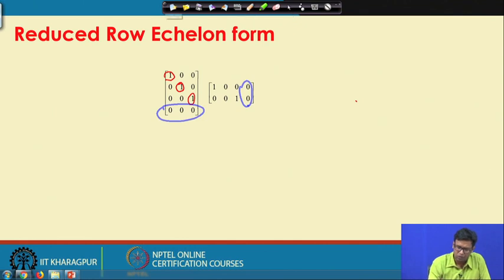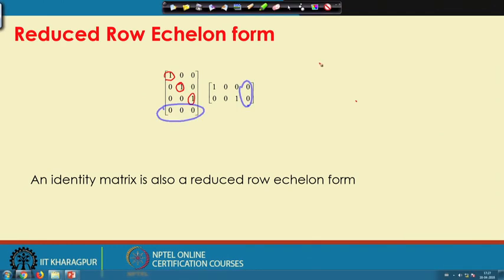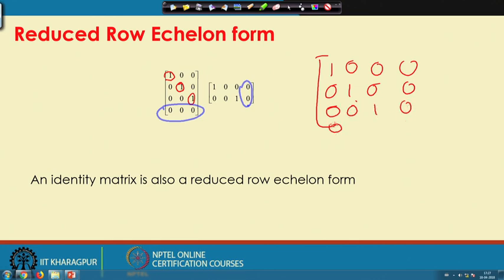And we also see that an identity matrix is also in reduced row echelon form. If we write a matrix like this, 1 0 0, 0 1 0, 0 0 1, this is an identity matrix. These are the pivot terms, which come as the leftmost term of a particular row, and one pivot term which is to the left of another pivot term must be row-wise above the other pivot terms also.